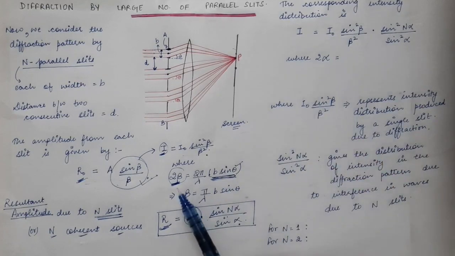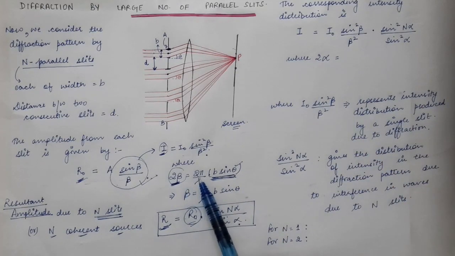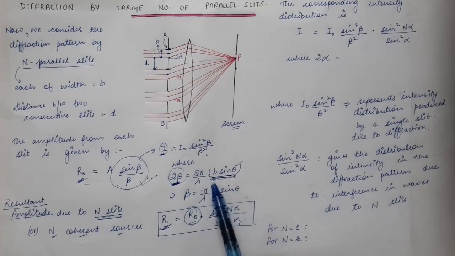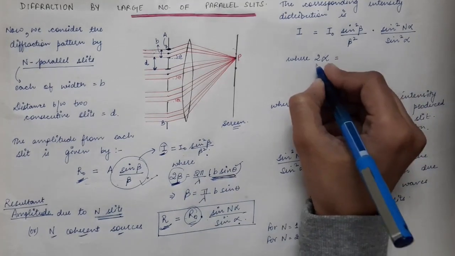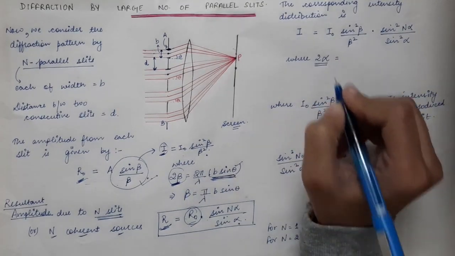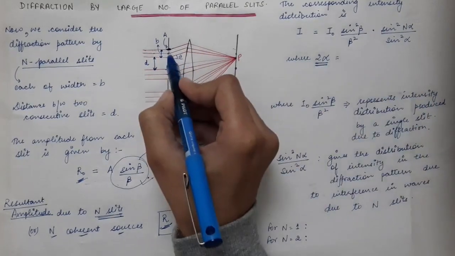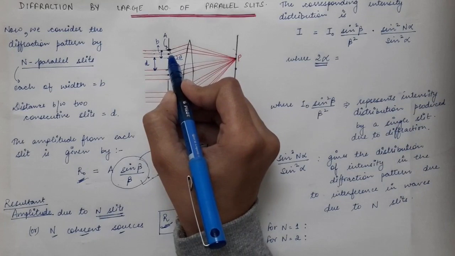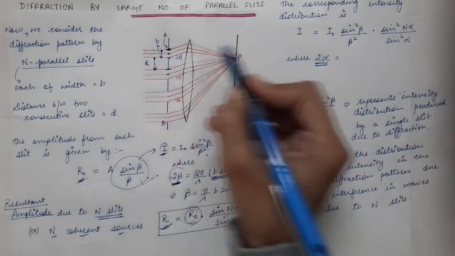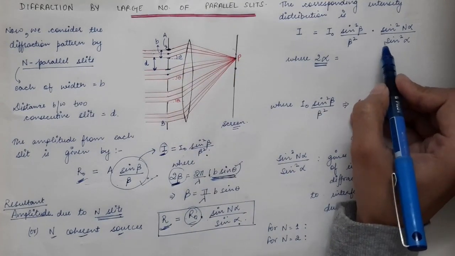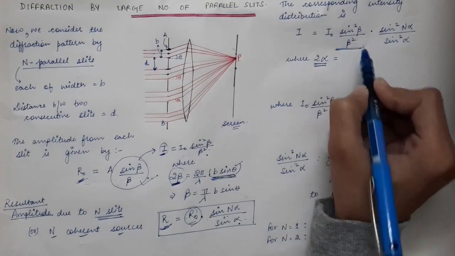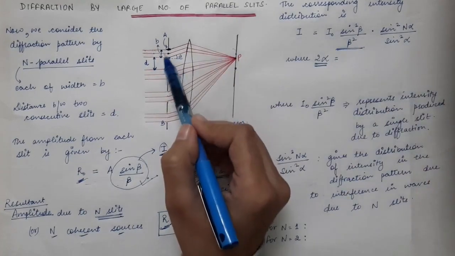So over here, as in this case twice of beta was equal to 2 pi by lambda into path difference, over here this twice of alpha, it is the phase difference between the two corresponding light rays which are coming from the two slits. So here we are talking about the interference. So this factor is due to the diffraction which is occurring at a single slit.